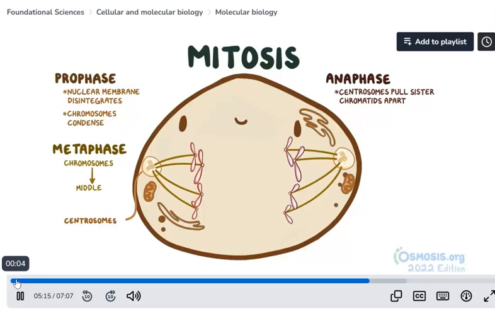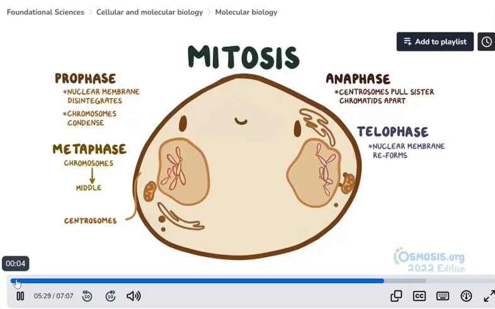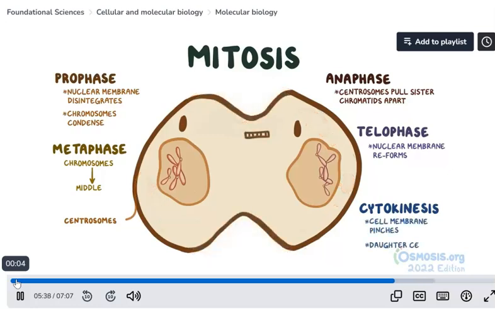Since both centrosomes pull with equal force in opposite directions, eventually the sister chromatids separate and reach the opposite poles of the cell. Finally, there's the telophase, during which a nuclear membrane forms around each new set of 46 single chromatid chromosomes. After that, during cytokinesis, the cell membrane pinches in until the 2 daughter cells separate.